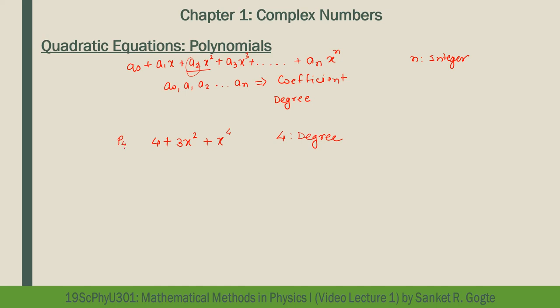This is written as p4 of x sometimes. This means it has degree 4 and it is a polynomial in x.